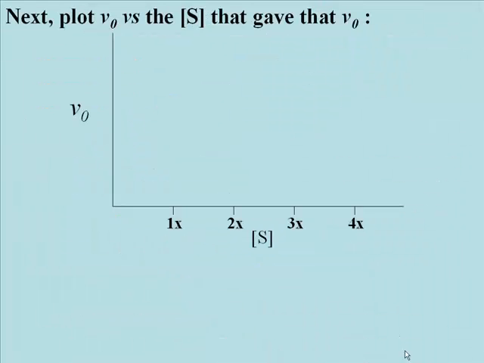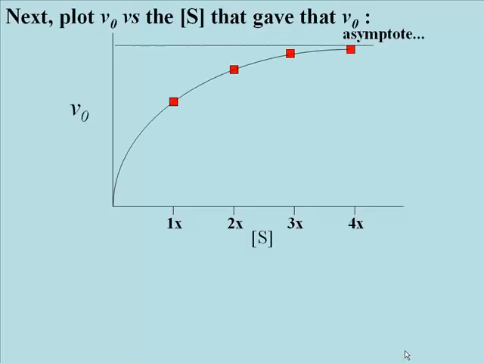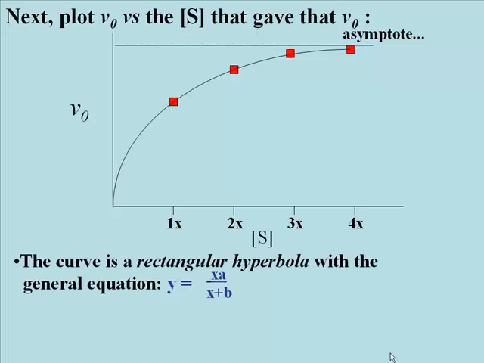The next thing we'll do is plot those slopes, or V0 meaning the initial reaction rate, versus the substrate concentration that gave that initial reaction rate, and here's the curve you would get. The curve is approaching a maximum asymptotically. You may remember that term from some math course you've had. In fact, the curve is a regular curve, in this case, the rectangular hyperbola with the general equation y equals xa divided by x plus b. You can look that up in a math textbook that you may have used in another course.